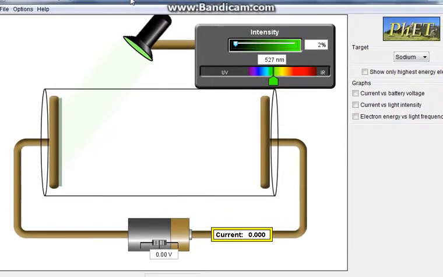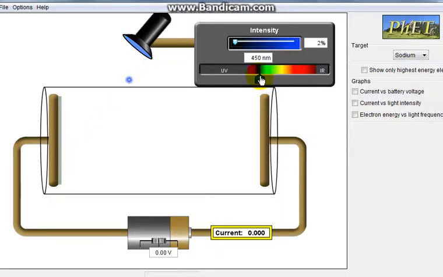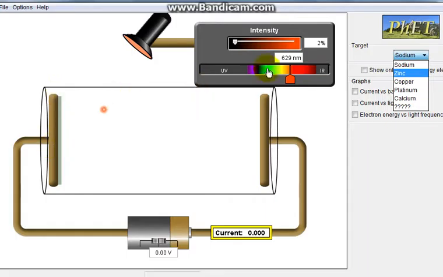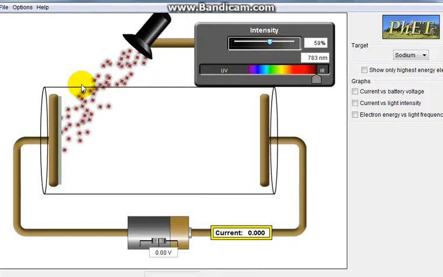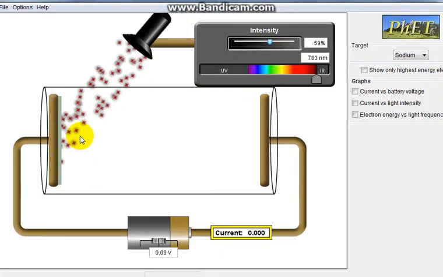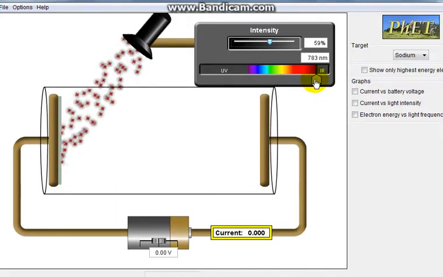Now, if we look over here, I'll go into options, because one thing you'll have to do is show photons. So we'll show the little particles of light coming out. We could also pick different metals here, whether it's sodium, zinc, copper, or whatever. Let's stick with sodium for now. I'll increase the intensity or the brightness of the light. So we can see we're sending photons out, that's what those represent, and they're moving at a certain speed, of course.